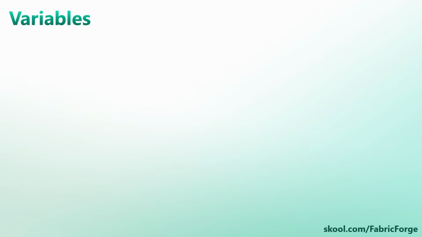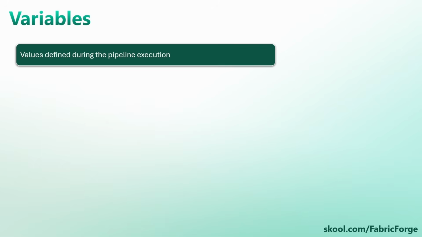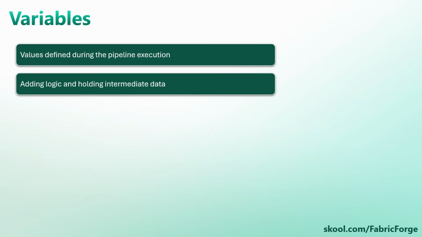Next, let's talk about variables that are similar to parameters but different in a few key ways. Firstly, pipeline variables are values that are defined during the pipeline execution and live inside the pipeline, which is the key difference when comparing to the parameters, since parameters are values that are given to the pipeline and come from outside of the pipeline into the pipeline. The main purpose of variables is to add some extra logic to the pipeline and to hold some intermediate data for some processing logic purposes.